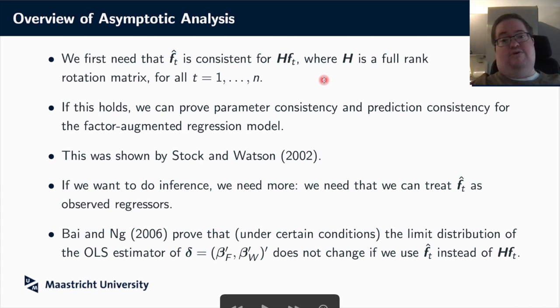This is what Stock and Watson do in their 2002 papers. Now, if you want to do inference, you need a bit more, because then you actually need that you can treat your F_t hats, your estimated factors, as if they were observed regressors. And this is addressed in the paper by Bai and Ng, who proved that indeed, if certain conditions are satisfied, then the limit distribution of the OLS estimator does not change by using the estimates instead of the true rotation of the factors.